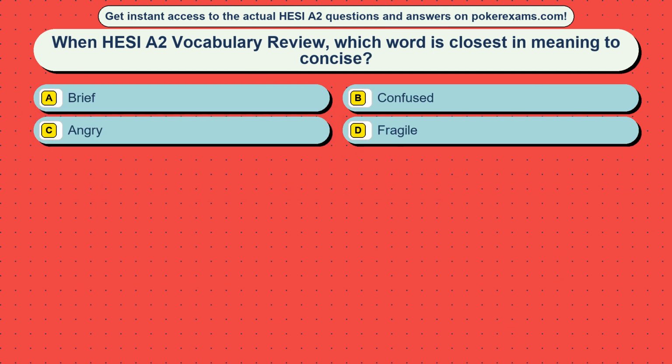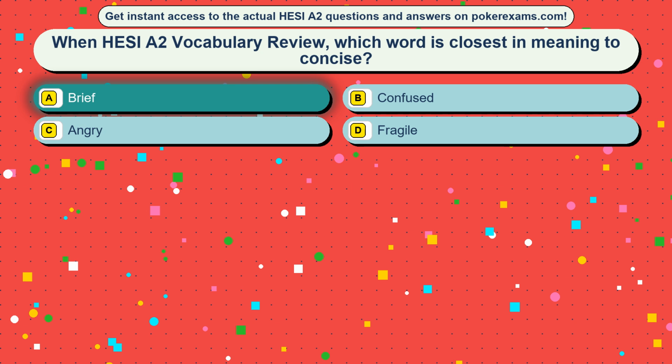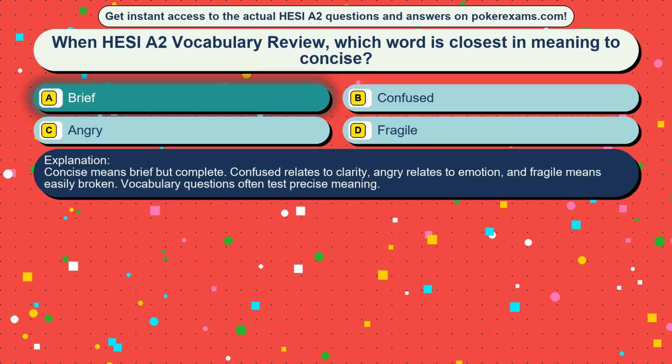Question 49. When HESI A2 Vocabulary Review, which word is closest in meaning to concise? Option A, brief. Option B, confused. Option C, angry. Option D, fragile. The correct answer is option A, brief. Concise means brief but complete. Confused relates to clarity, angry relates to emotion, and fragile means easily broken. Vocabulary questions often test precise meaning.